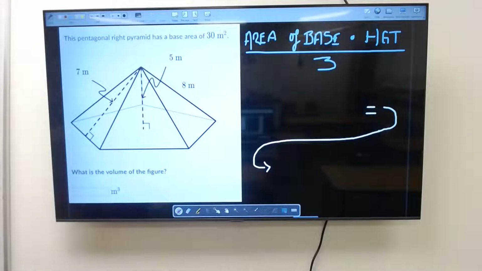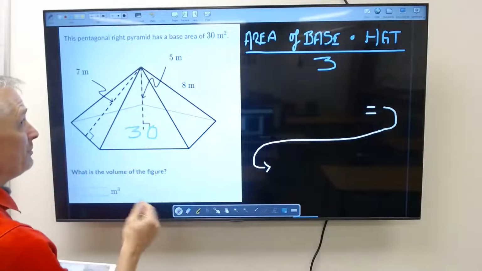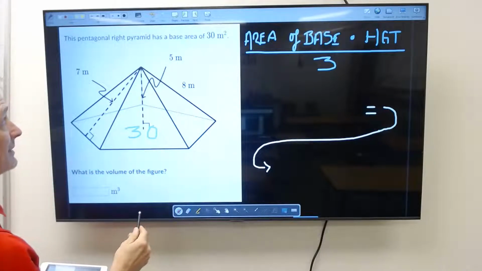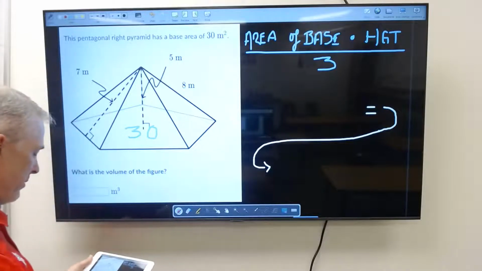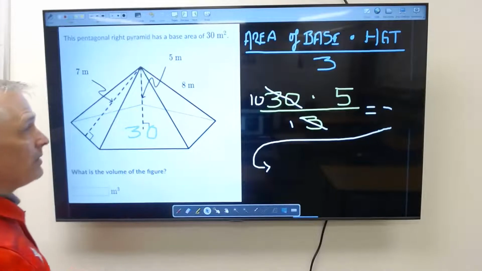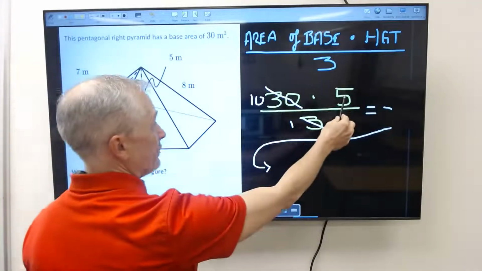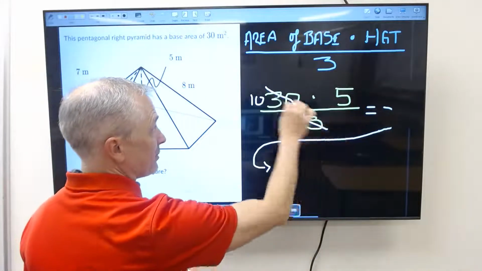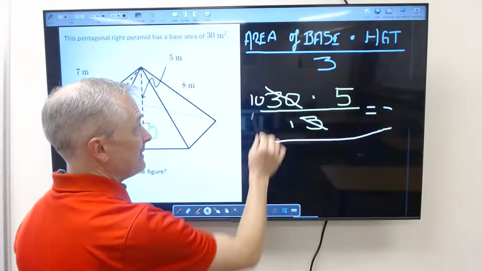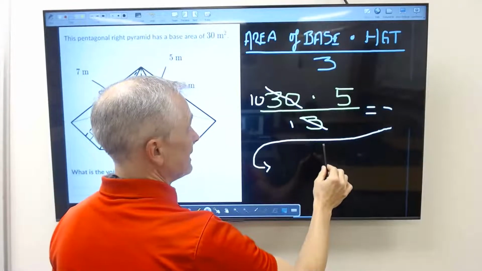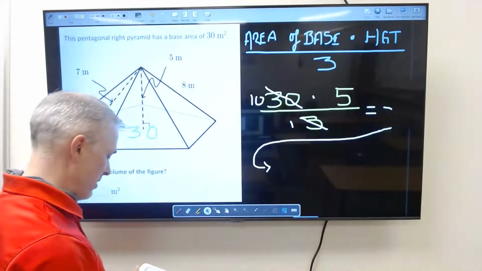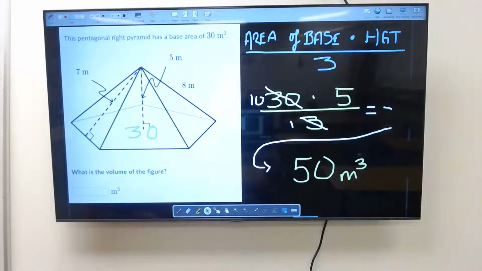Pentagonal pyramid has a base of 30 meters squared. The height is 5, so its volume, pretty simple. I've got all this stuff already pre-written. So we got the 30, area of the base, times the height, 5, divided by 3. Cancel the 3's. You get 10 and 1. 10 times 5 is 50 divided by 1. So our volume should be 50 meters cubed. Done.